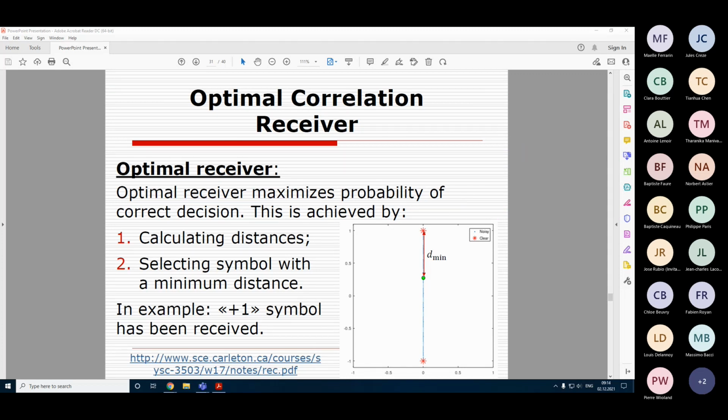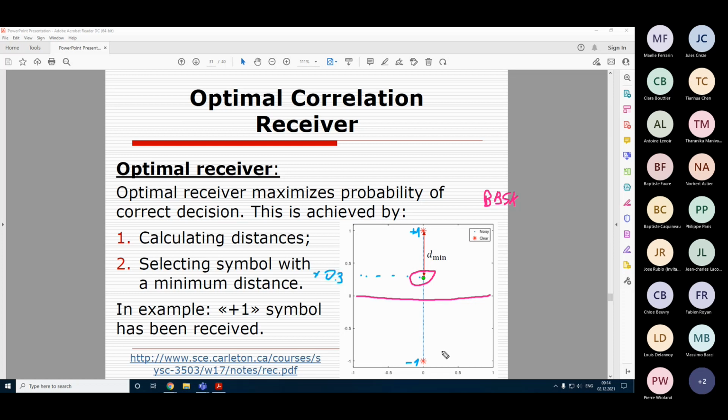Here, for example, we have received some noisy signal, this signal. Here we have a 0 level, and here we have two clear signals. So basically, we are talking about binary phase shift keying signals, which can be either +1 or -1, for example. And we have received some signal value, which is neither +1 nor -1, which is, in our particular case, somewhere around +0.3.